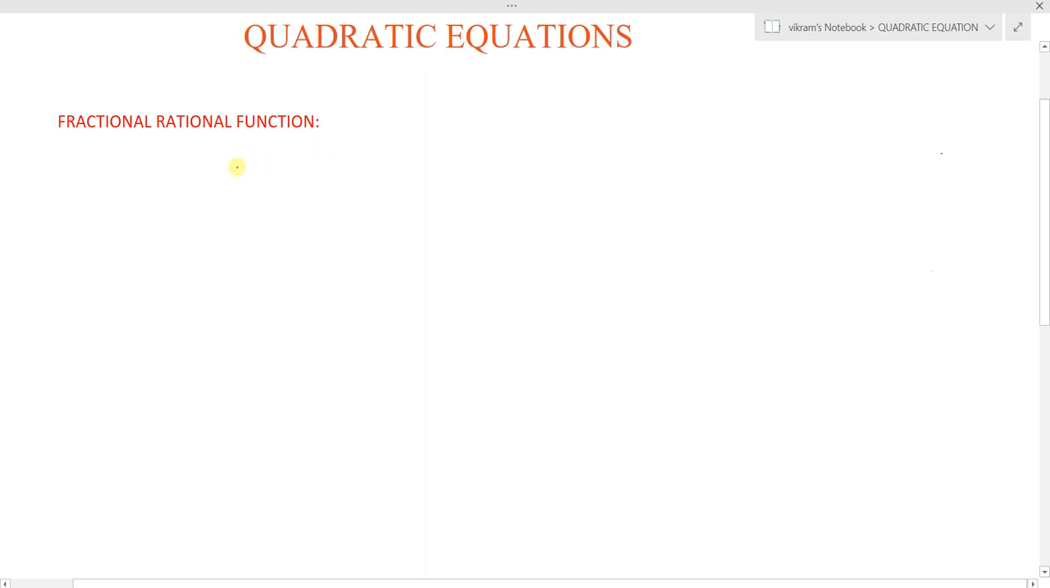Quadratic equations. In this lecture, we are going to learn about the fractional rational function. What is a fractional rational function? Any function which is in the form of a ratio of a polynomial in x to another polynomial in x is called a fractional rational function.